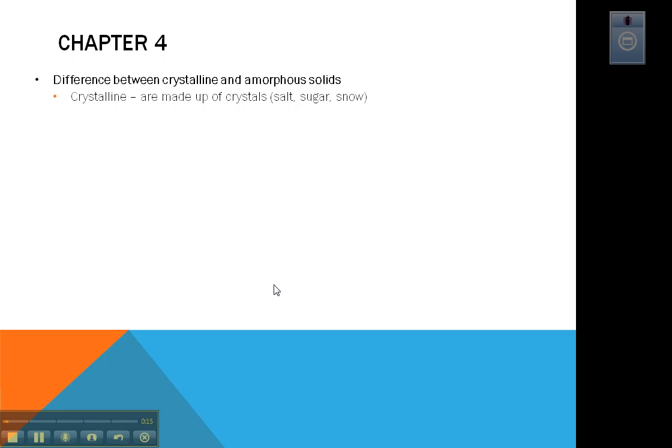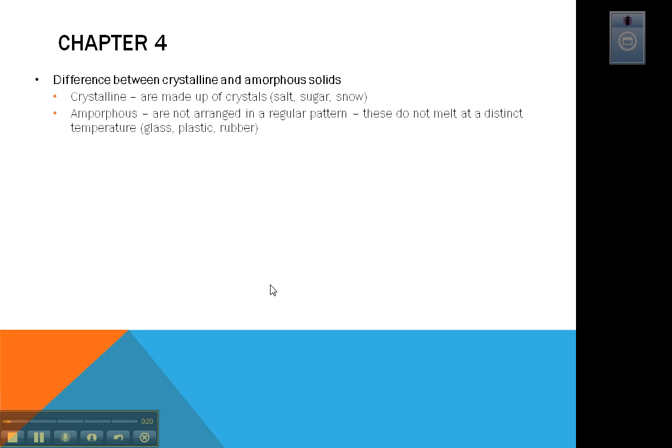First of all, crystalline, appropriate name, made up of crystals. Examples: salt, sugar, and snow.